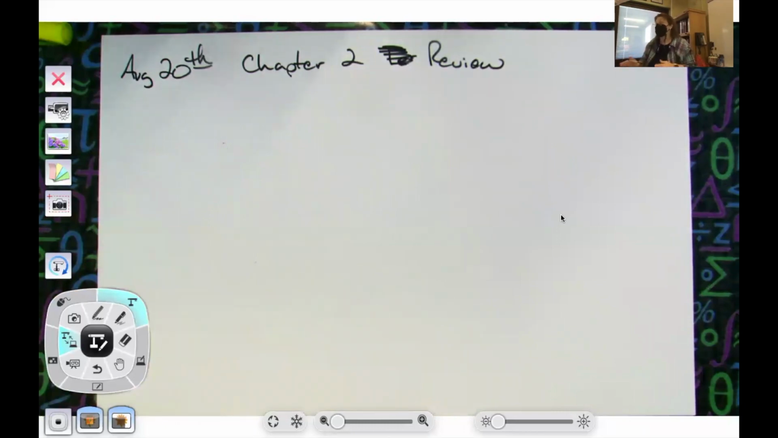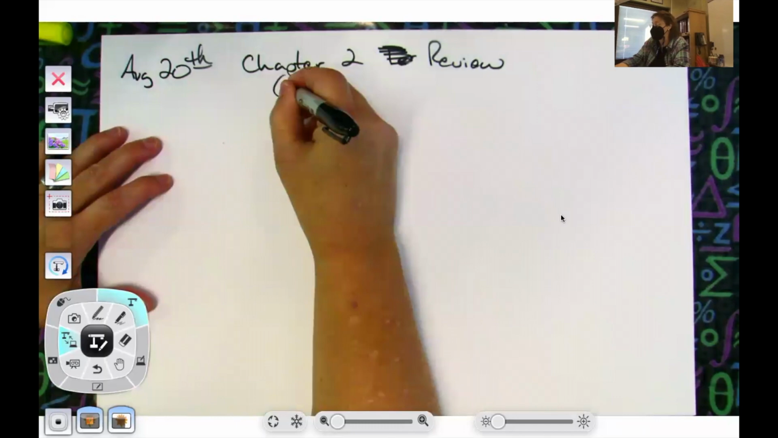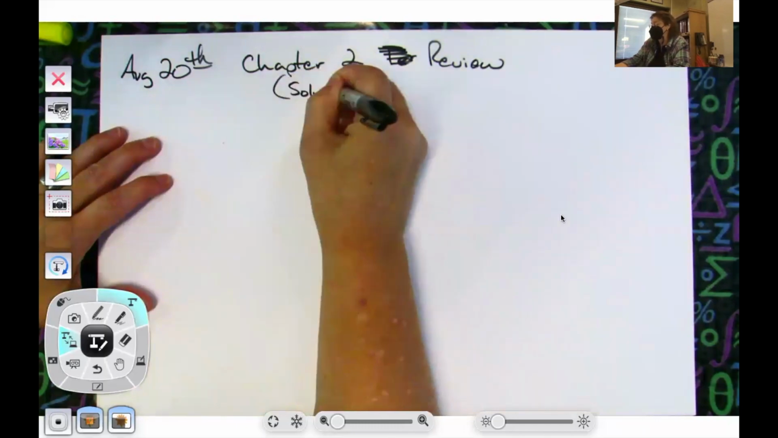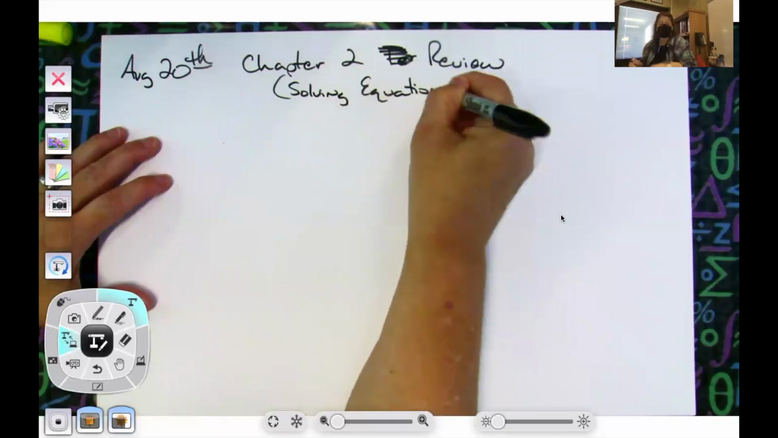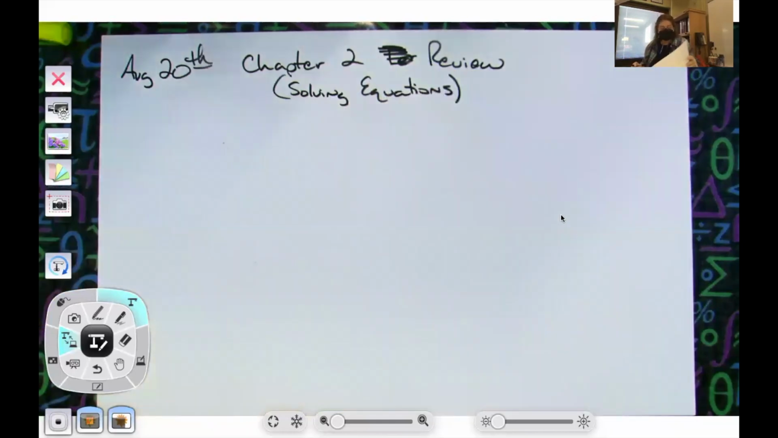Chapter 2 mainly deals with solving equations, all different types of equations. So let's put solving equations under there, because that's important too. There's a lot in it, and then they expect you to be able to apply it and all that kind of stuff.